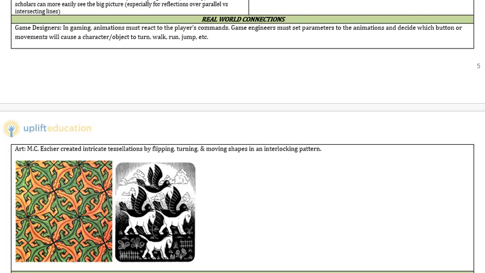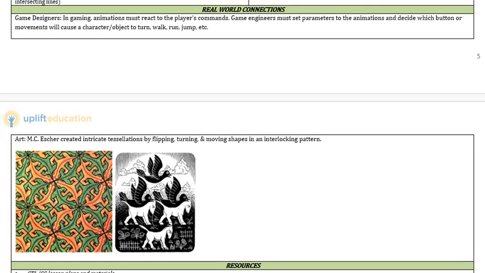Real-world connections. Game designers. In gaming, animations must react to the player's commands. Game engineers must set parameters to the animations and decide which button or movements will cause a character or object to turn, walk, run, jump, etc.